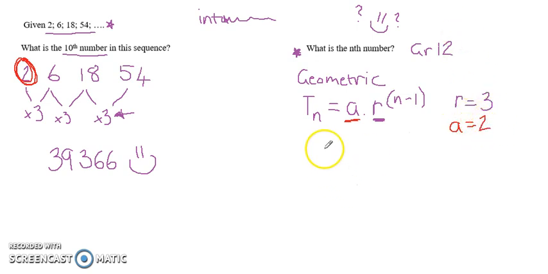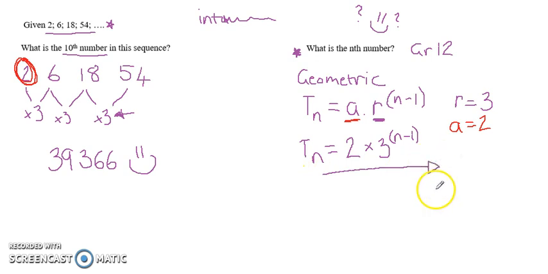Now let's put those numbers in. We've got Tn equals 2 times 3 to the power of n minus 1. And ladies and gentlemen, that really is how easy it is to find the general term when we've got a geometric sequence. And remember, a geometric sequence means we're multiplying by a common ratio.